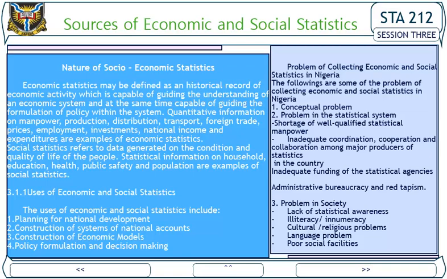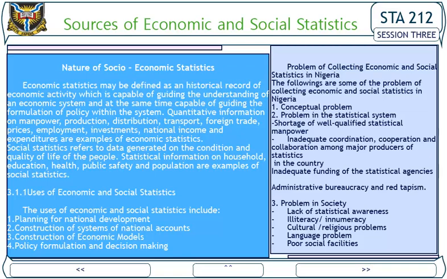Uses of economic and social statistics. The uses of economic and social statistics include: 1. Planning for national development. 2. Construction of systems of national accounts. 3. Construction of economic models. 4. Policy formulation and decision-making.